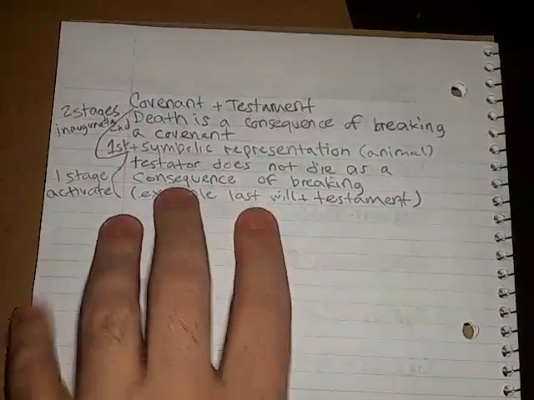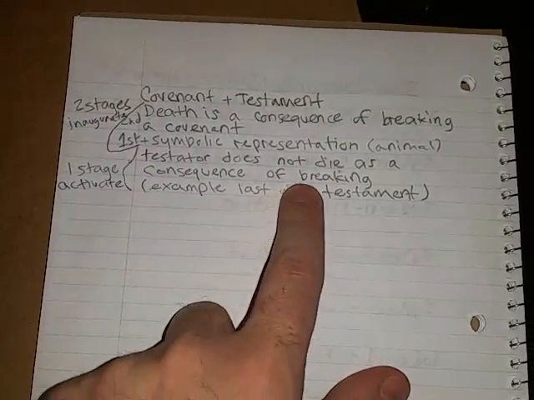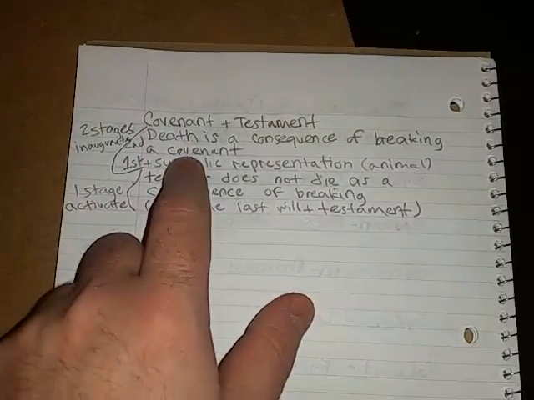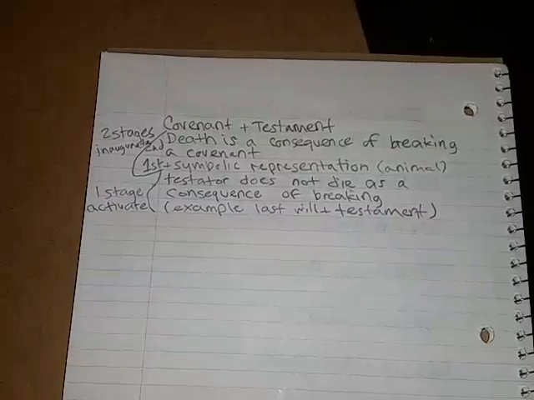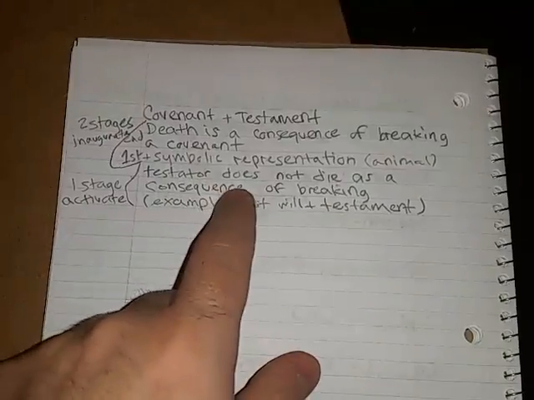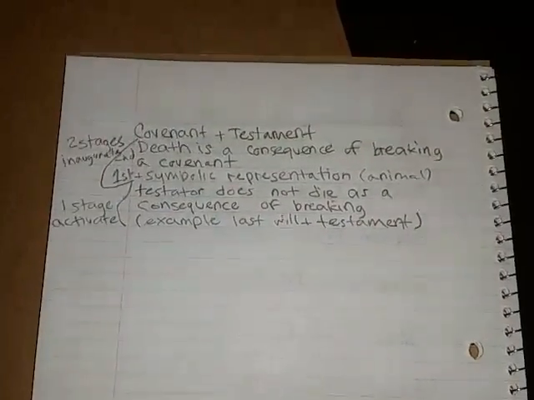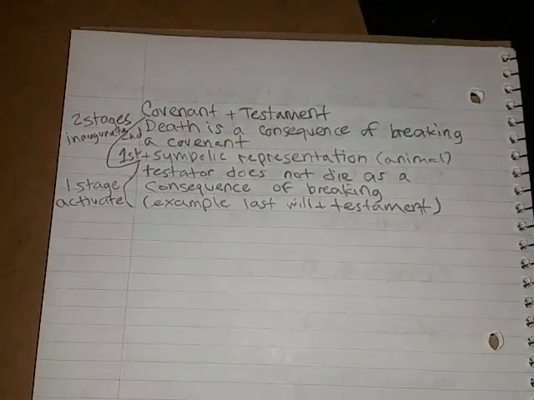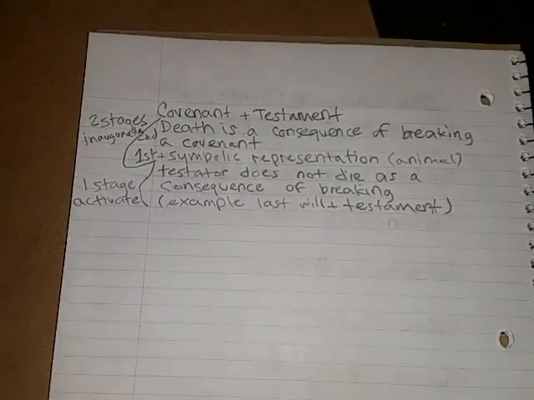One of the differences he says between a covenant and a testament is that a testator does not die as a consequence of breaking a testament. But in a covenant, death is a consequence of breaking a covenant. Also, with a covenant, a symbolic representation of death can inaugurate it. So basically that has to do with, I guess, the slaughtering of an animal in scripture for a covenant.